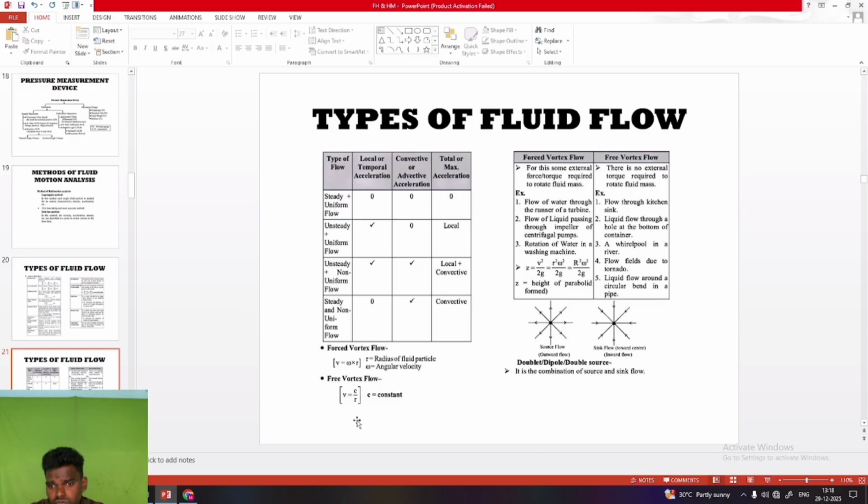For free vortex, flow through a kitchen sink. For forced vortex, flow of liquid passing through the impeller of a centrifugal pump. For free vortex, liquid flow through a hole at the bottom of a container. And for forced vortex, rotation of water in a washing machine. And for free vortex, the whirlpool in a river, flow field due to a tornado, and liquid flow around a circular bend in a pipe. Doublet is a combination of source and sink flow.